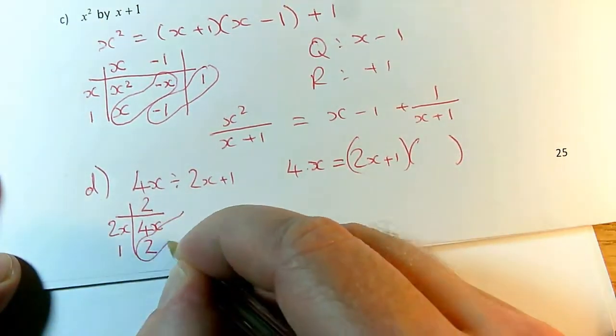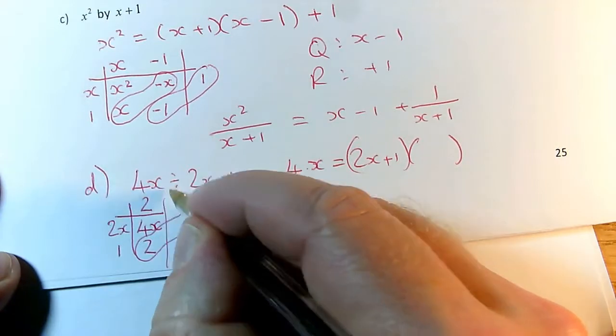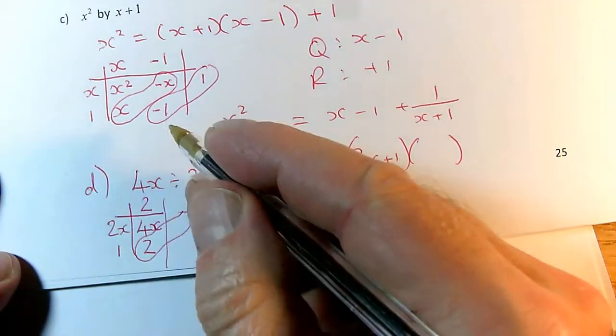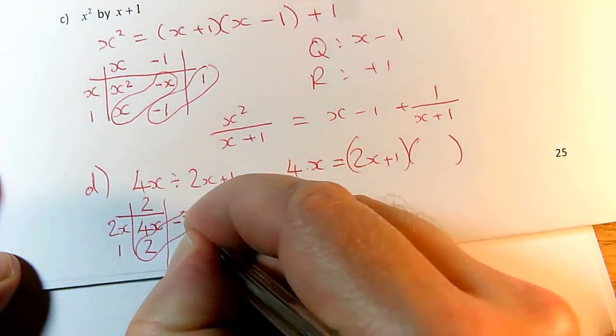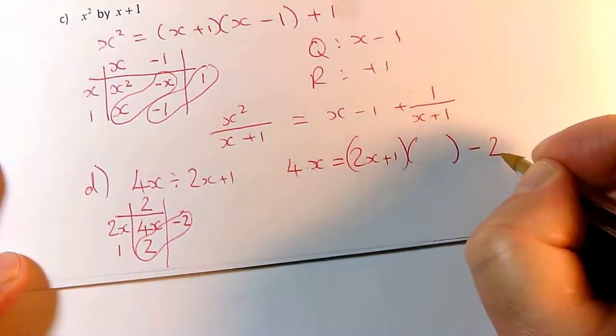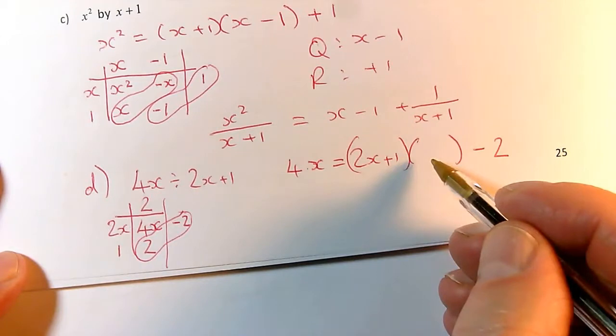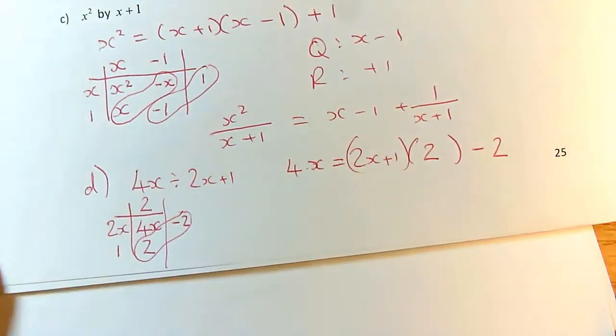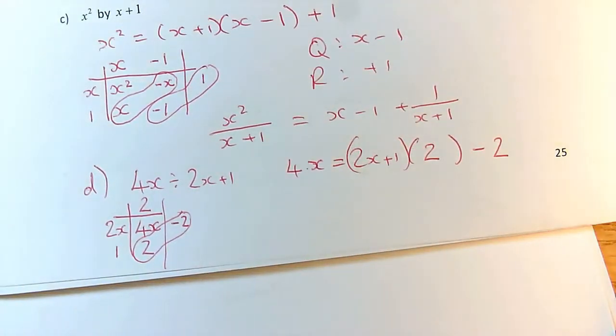These two terms here have to give me a 0. Just as in the previous one, I need to make a minus 2 here. That will give me a total of 0. So my remainder is minus 2, and my quotient, the thing in this bracket, is just 2. So you can just end up with a constant.